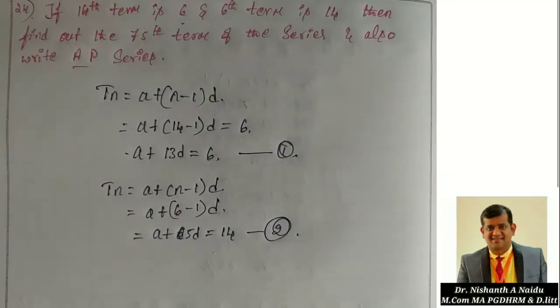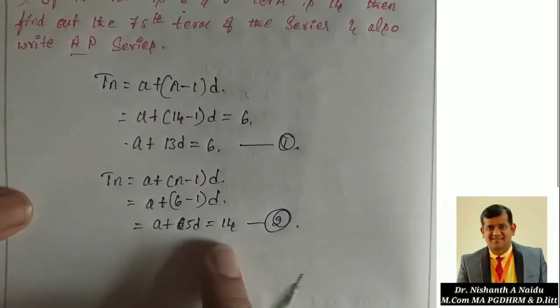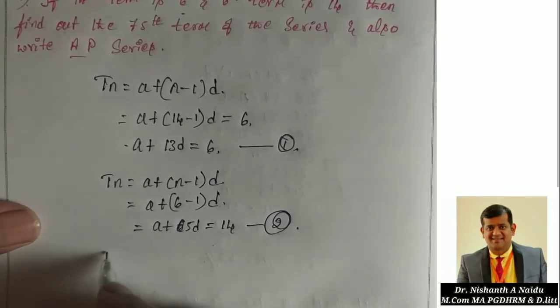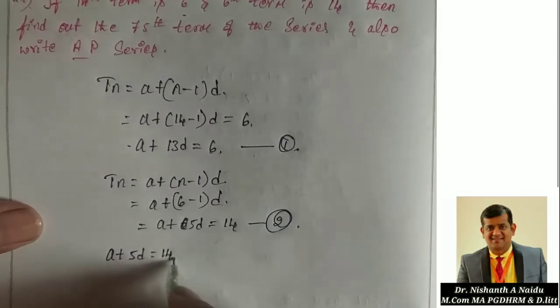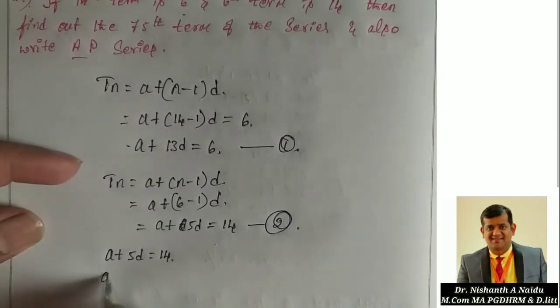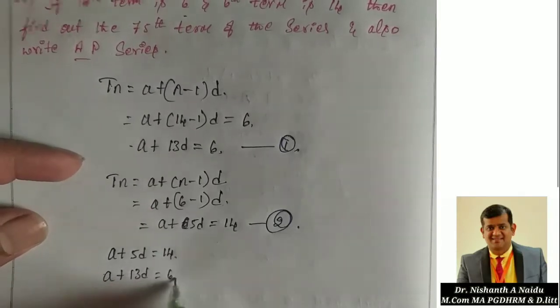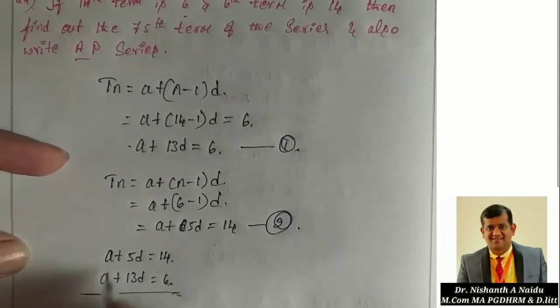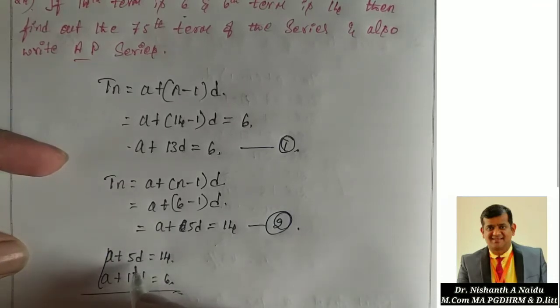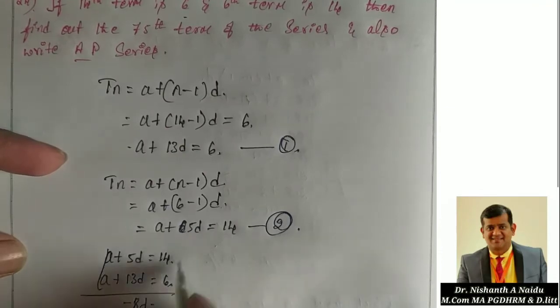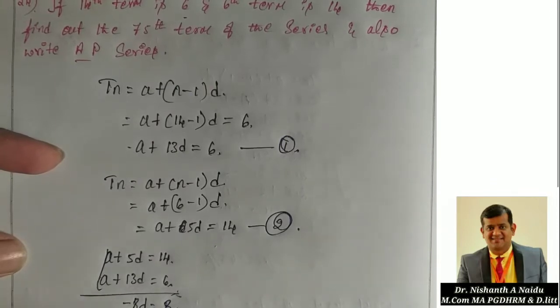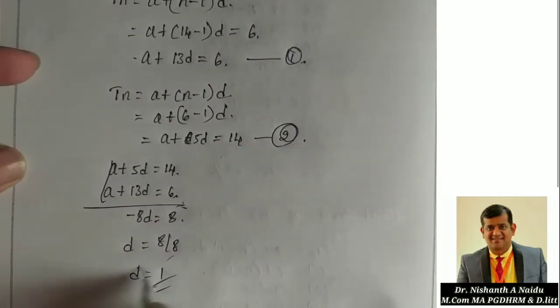So now subtracting equation 2 and equation 1, usually you take the greater one on the upper side. So equation 2 is A plus 5D equals 14. In the same way you take equation 1, A plus 13D equals 6. So now subtract, A gets cancelled. So 5 minus 13 is minus 8D and 14 minus 6 is 8. Therefore D equals 8 divided by 8.